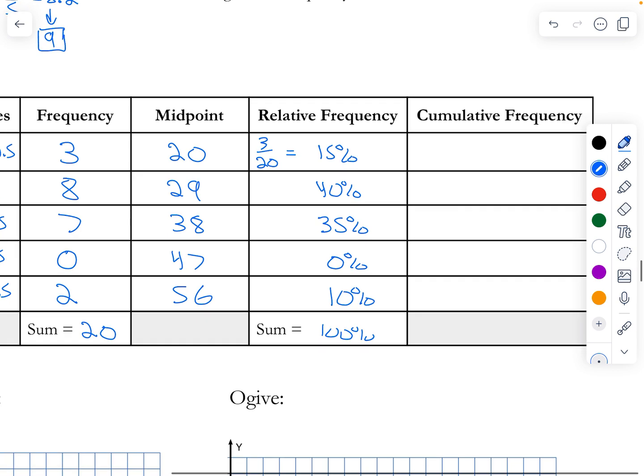The cumulative frequencies are the frequencies added together as we go from class to class. So we start at 3. 3 plus 8 is 11. 11 plus 7 is 18. 18 plus 0 is 18. And 18 plus 2 is 20.